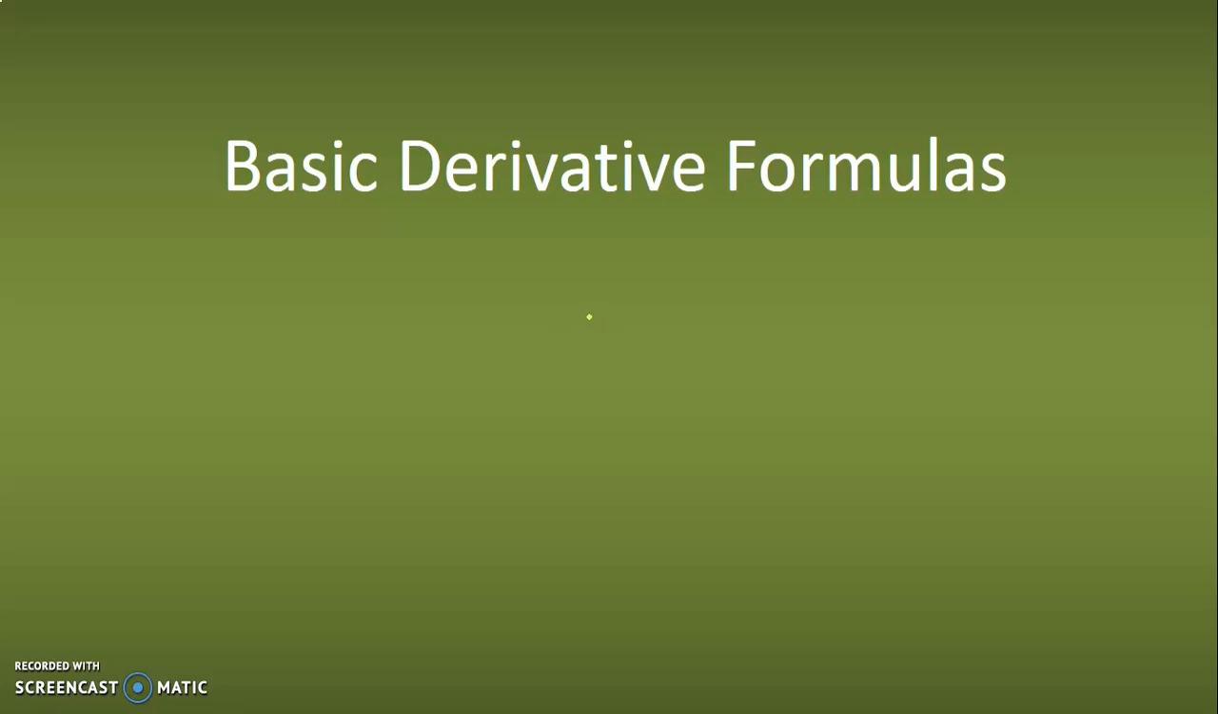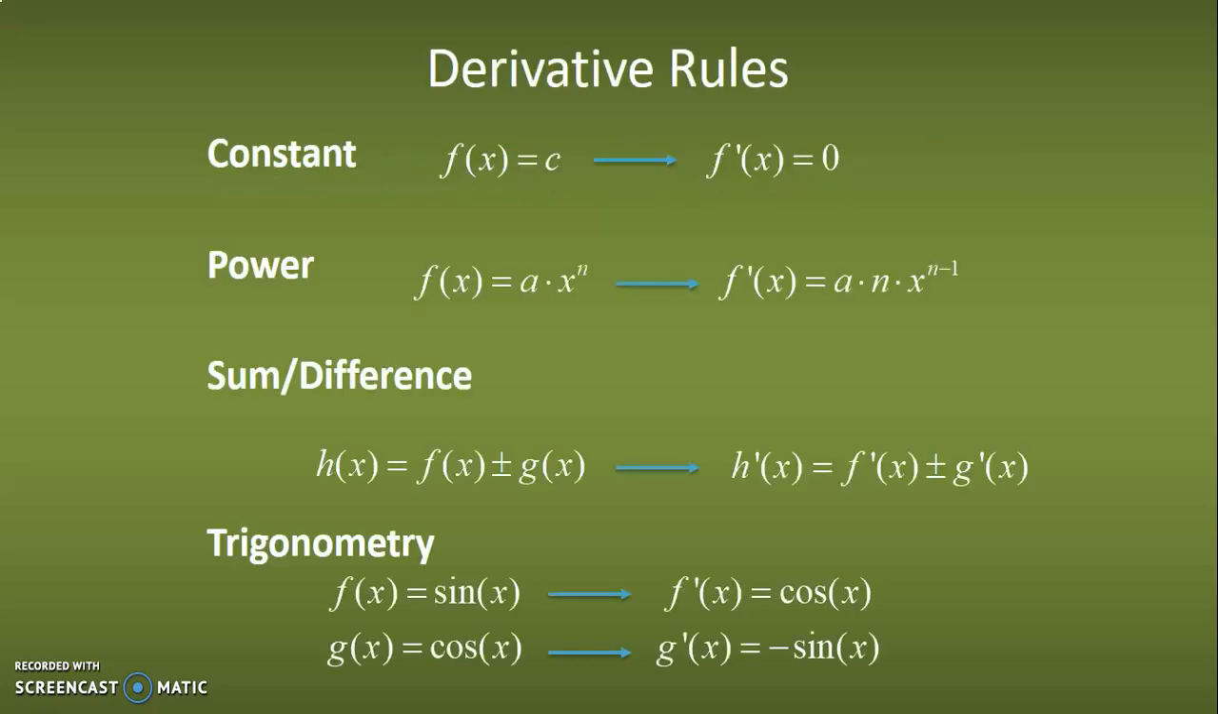In the first video, we went over the definition of derivatives and differentiability. Now we're going to get into the basic derivative formulas and then the product and quotient rule. So the main derivative rules that you're going to need to memorize are the constant, power, sum and difference, and then the first two trigonometry rules. We're going to continue to add to these rules as we go throughout the year.